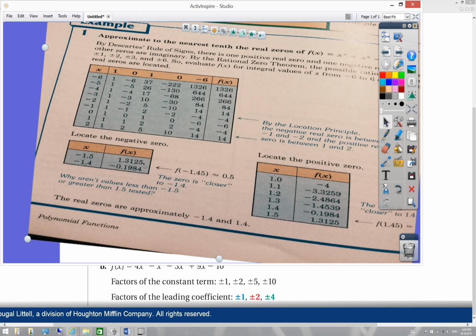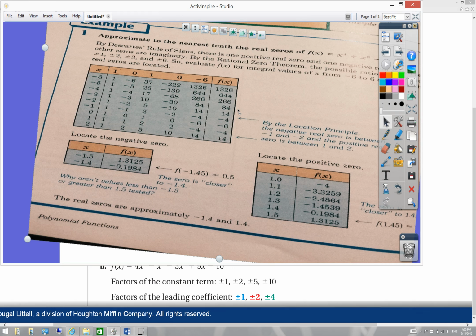Now, what kind of 0? Well, it's not a rational 0, because if it was a rational 0, it would be in this list right here. So these two zeros, here and here, are irrational numbers. They have to be.